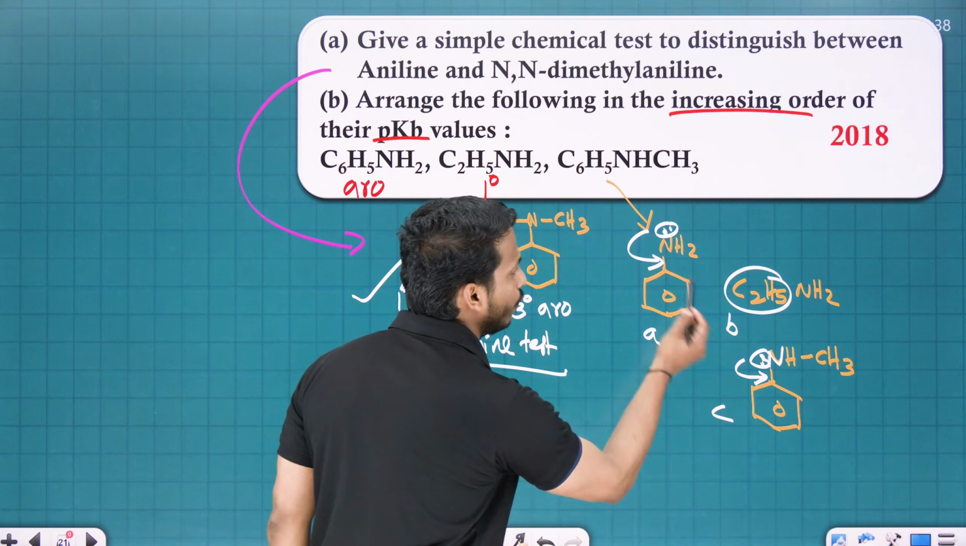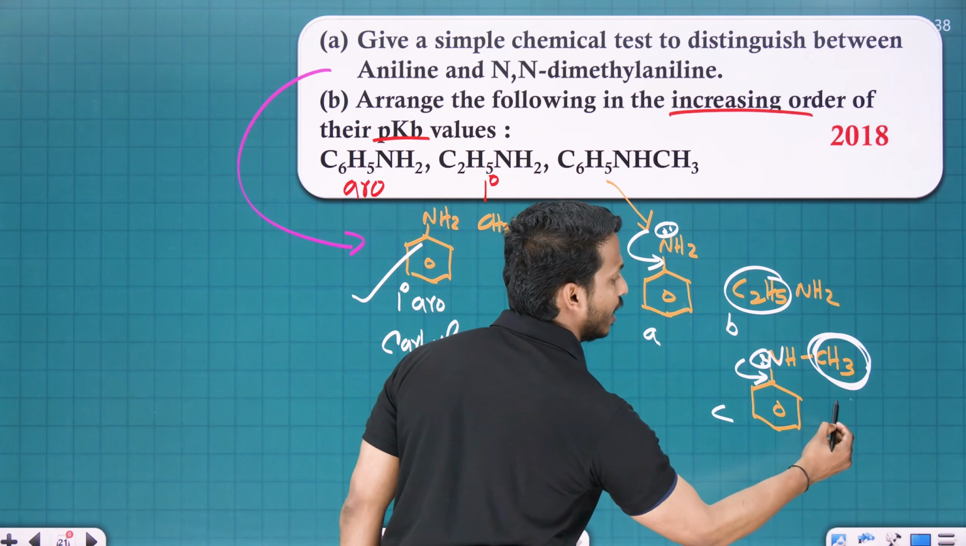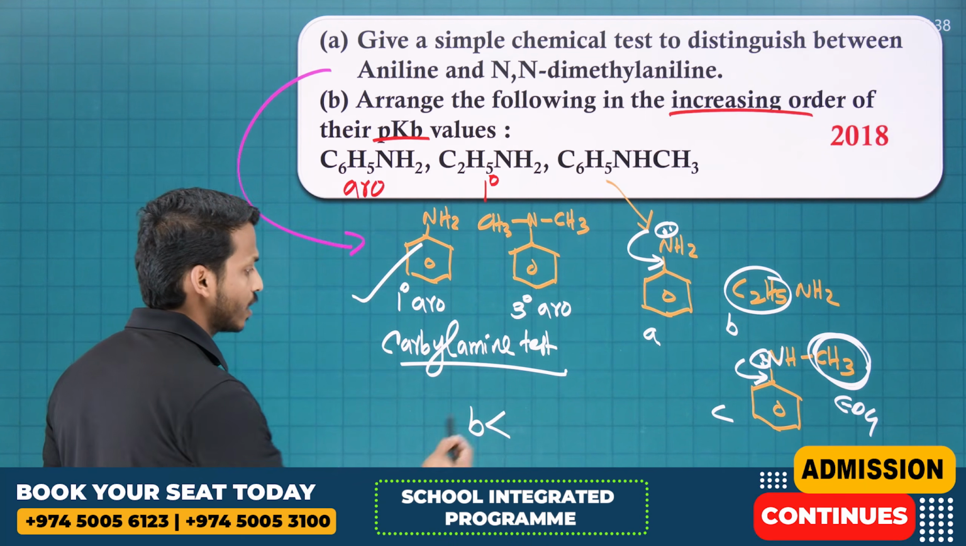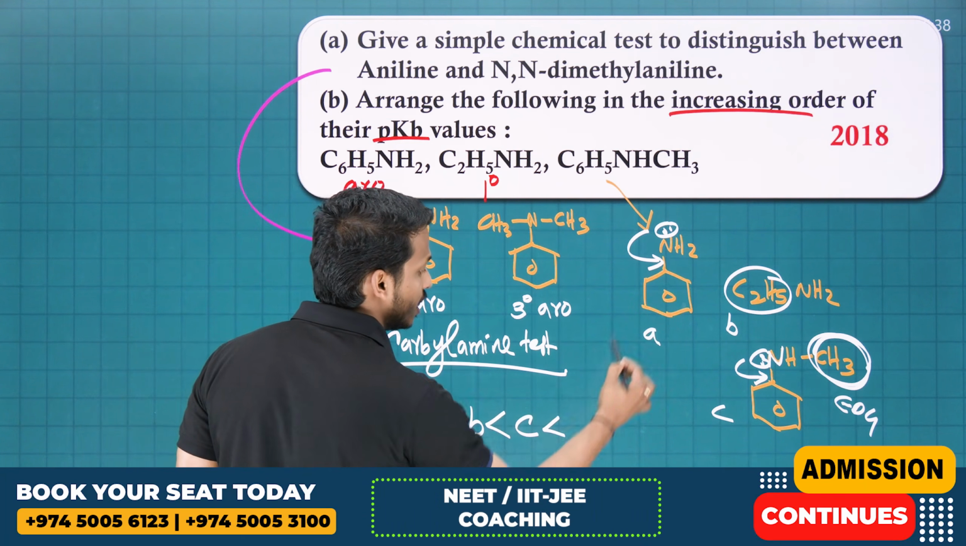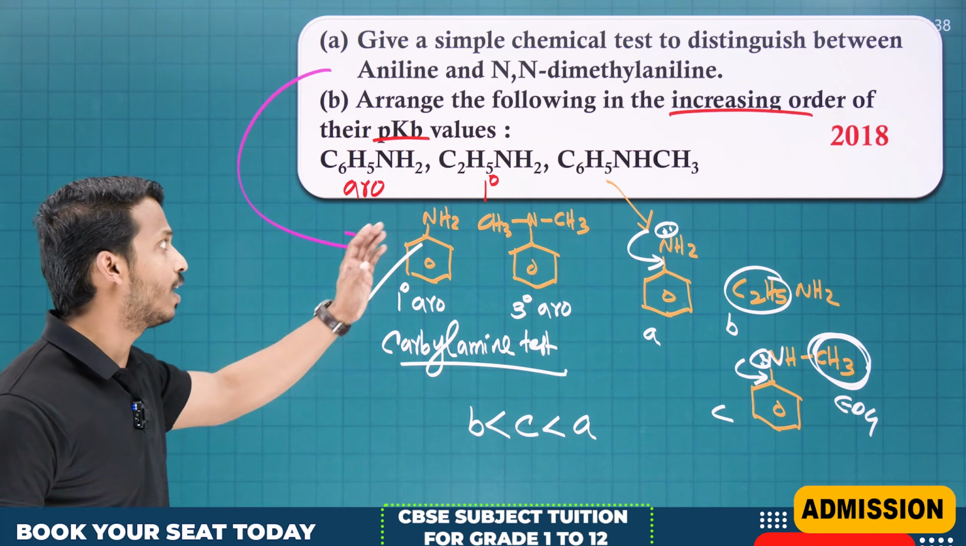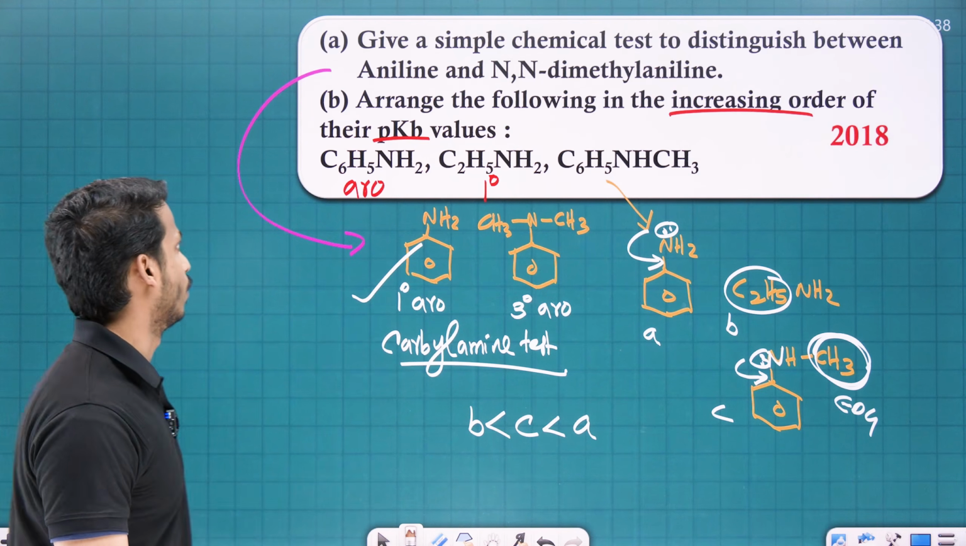Next, among these two, which is more basic? This one, because it contains an electron donating group. Electron donating groups can increase the basicity. So next one is C, and this is the least basic, therefore it has the highest pKb. They ask you pKb, so as per that we have to write the order.